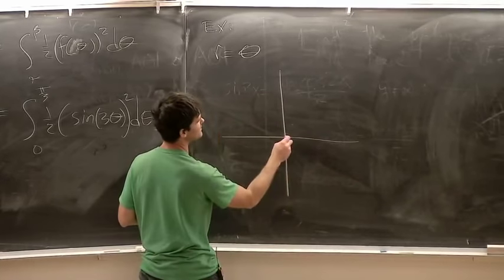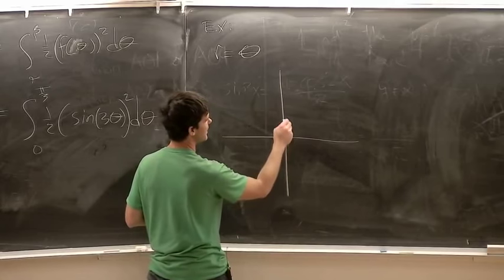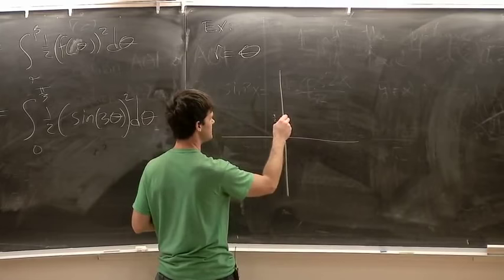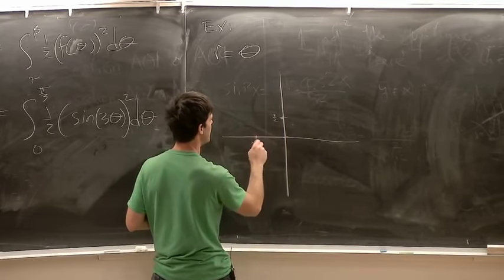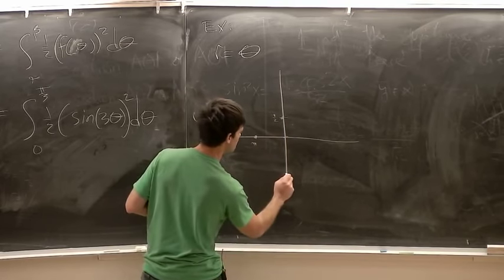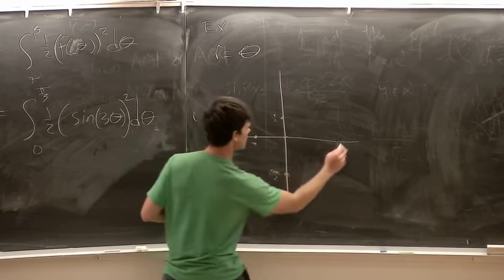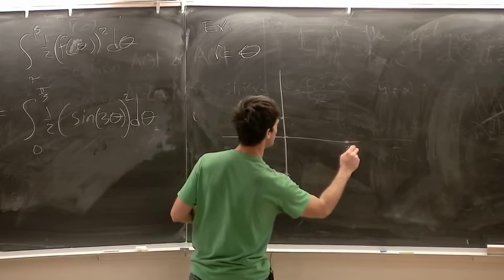So at 0, it's 0. At pi over 2, it's pi over 2. All right? At pi, it's pi. At 3 pi over 2, it's 3 pi over 2. At 2 pi, it's 2 pi.